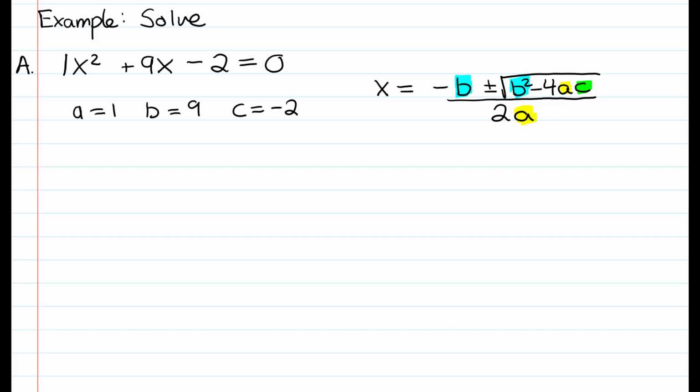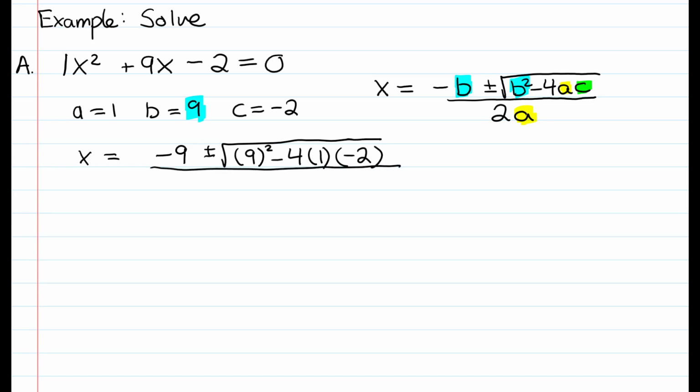Now that we know that, we can fill in our equation. So x is equal to negative b, but in this case, our b is 9, so that's going to be negative 9 plus or minus the square root of 9 squared minus 4 times a, which is 1, times c, which is negative 2. And that's all going to be divided by 2 times a, which is 1. So notice our b is 9, our a is 1, and our c is negative 2.